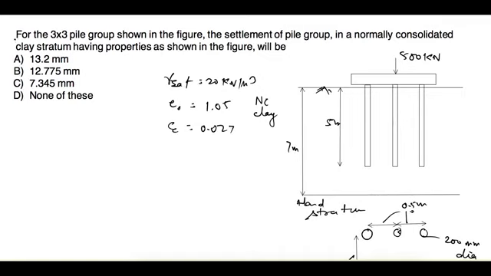Let's see some questions based upon the pile foundation theory. The first one here is, for the 3 by 3 pile group shown in the figure, the settlement of the pile group in a normally consolidated clay stratum having properties as shown in the figure will be. So we have to find out the settlement of the pile group, let's say S, and this pile group is there in a clay stratum and properties of this soil is given here.